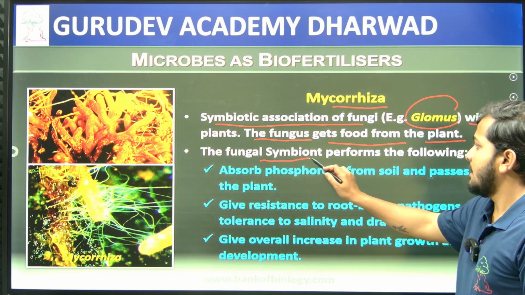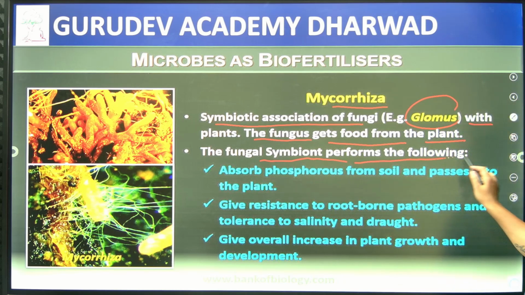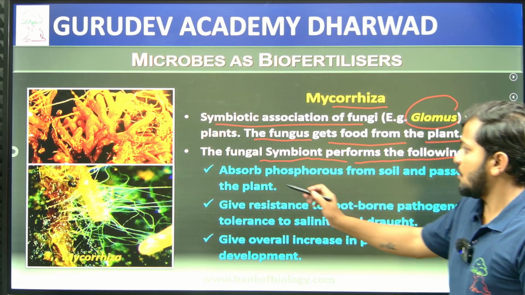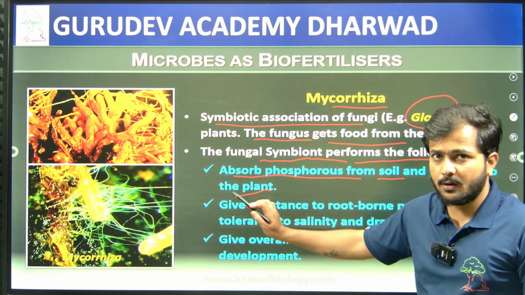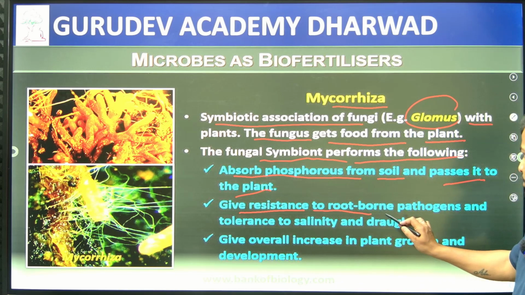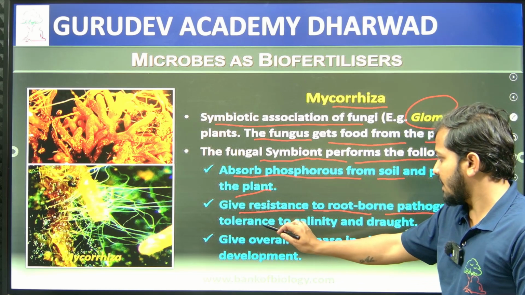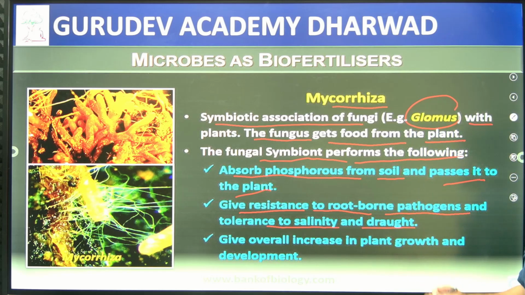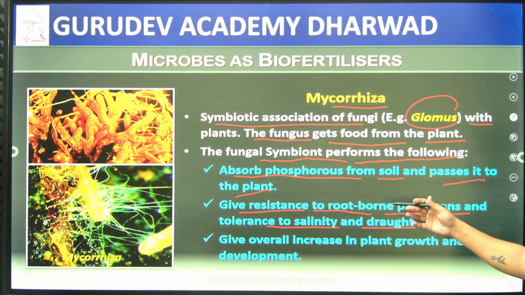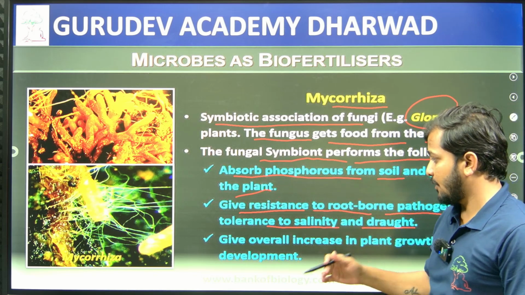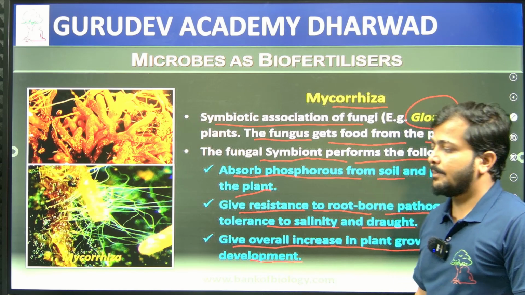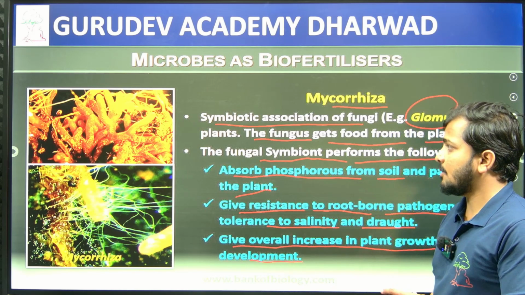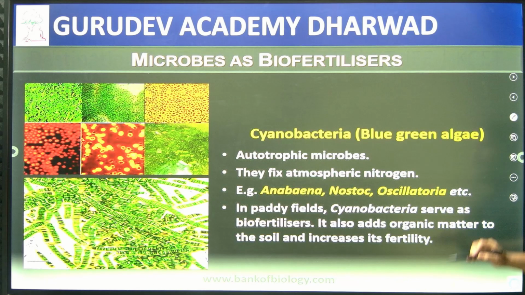The fungal symbiont performs the following functions. It carries out several different functions. One is that it absorbs phosphorus from the soil and passes it to the plant. It also gives resistance to root-borne pathogens and tolerance to salinity and drought conditions. These are the functions performed by these symbiotic organisms, giving an overall increase in plant growth and development. So it plays a very important role in the overall growth and development of the plant.